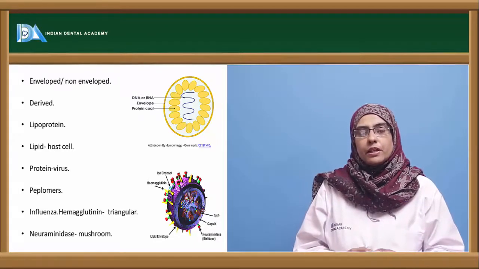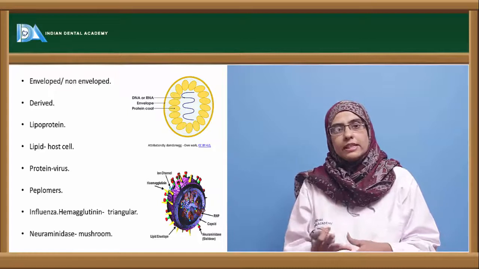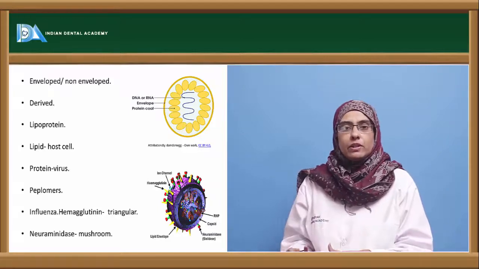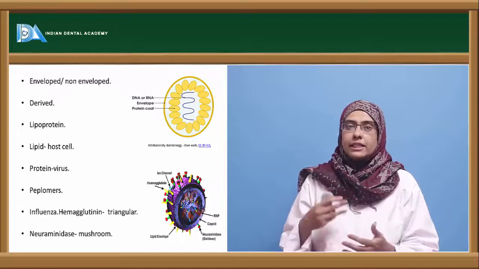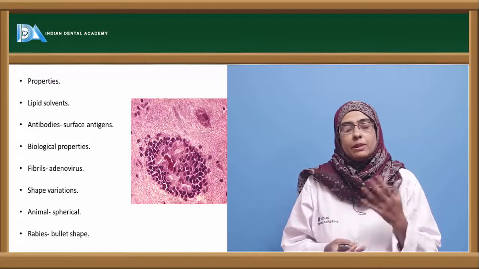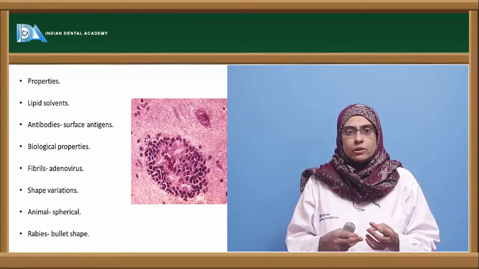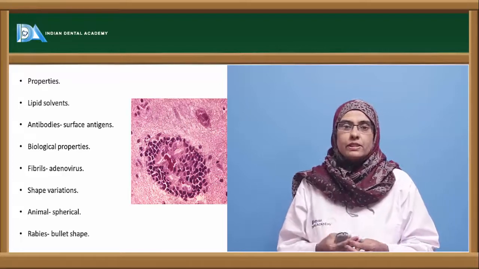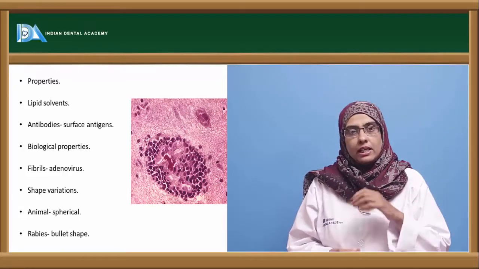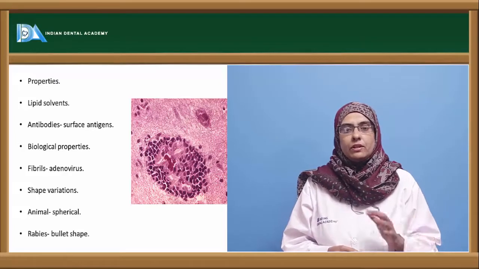In the case of the influenza virus, there are two types of peplomers or spikes. One is the hemagglutinin spike, which is triangular in nature, and the other is the neuraminidase spike, which is mushroom-shaped. Both are involved in attachment to the host and the release of the progeny from the host. Now this envelope or the spikes usually confer three important properties to the viruses: a chemical property, an antigenic property, and a biological property. The lipid can be easily solubilized with lipid solvents such as chloroform, ether, etc. And the antibodies are directed towards the viral surface antigens, the peplomers expressed on the viral envelope.